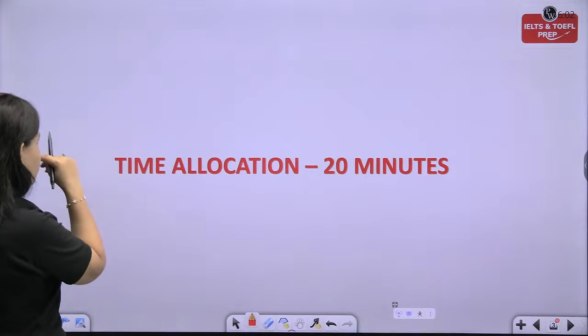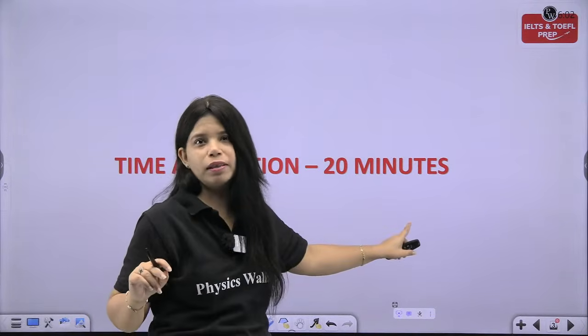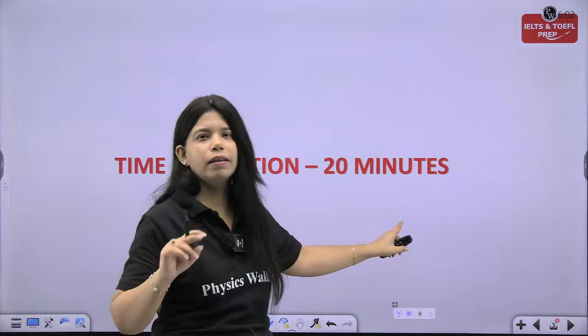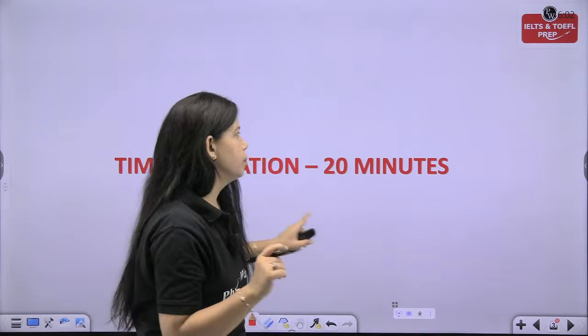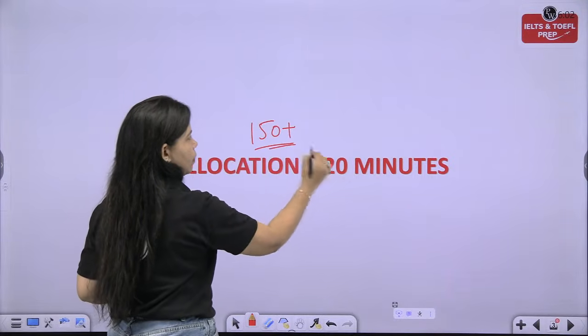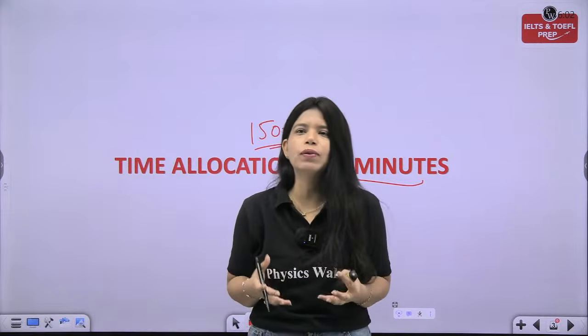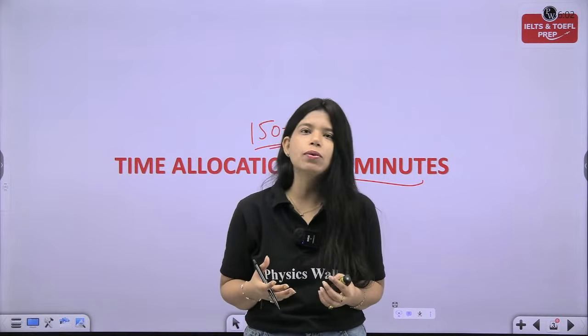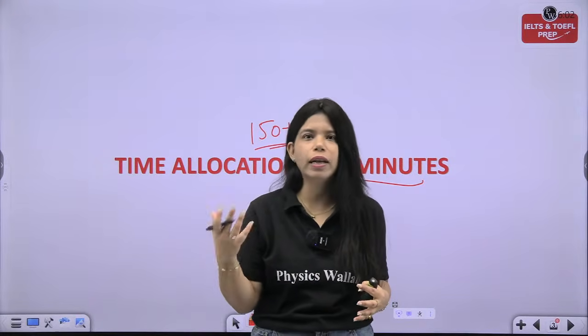Okay, here we go. Let's first understand about the basics, time allocation, because this is important. If you goof up here, then the entire writing module can be screwed. You are supposed to write a minimum of 150 words in just about 20 minutes. You are given 1 hour for the writing module, but out of that 1 hour, you are supposed to keep aside 20 minutes for task 1 and 40 minutes for task 2, which is your essay writing.